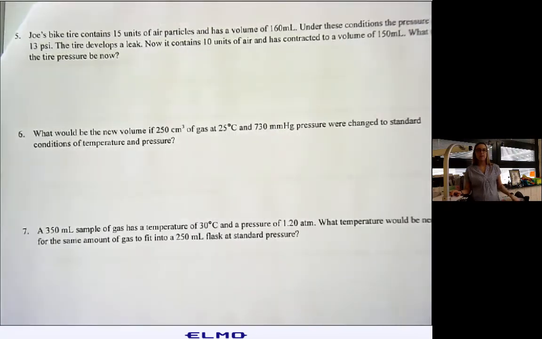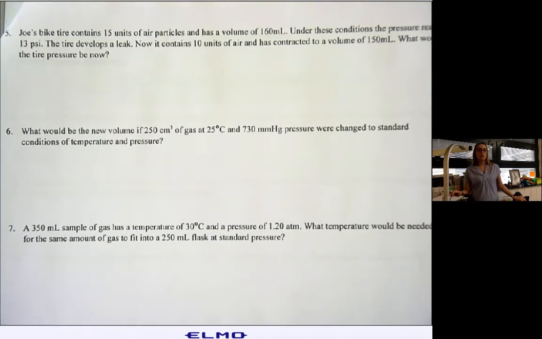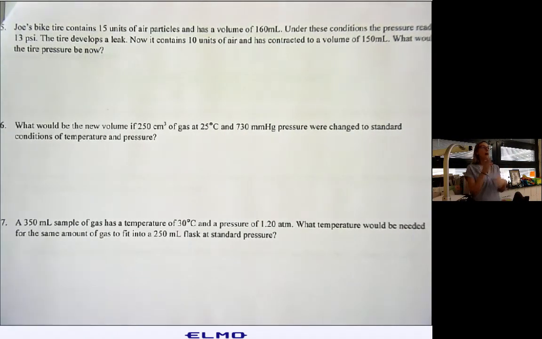I want to look at one more. What happens if we have more than two things? So I want to look at number 5. We will come back to these other examples, and we'll work through all of them. But I want to look at number 5.